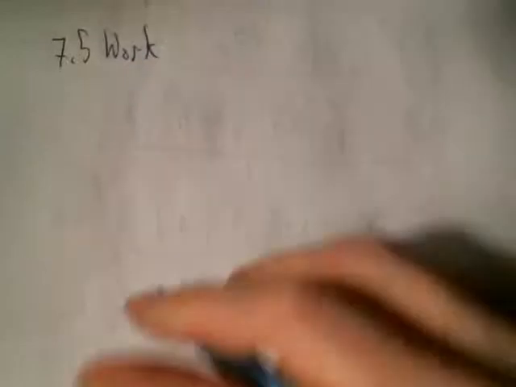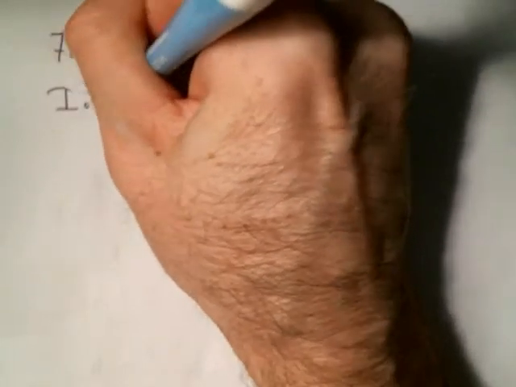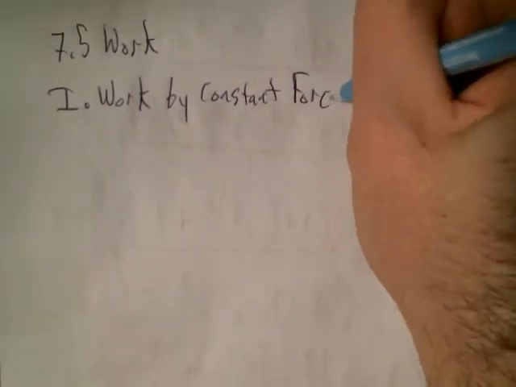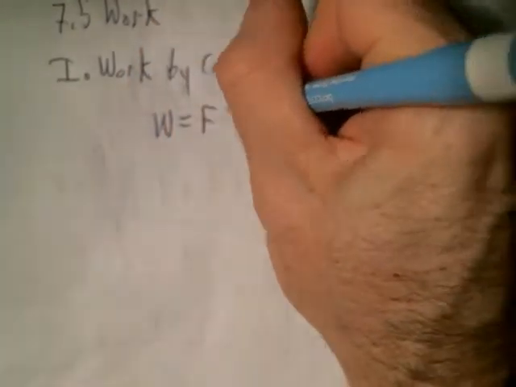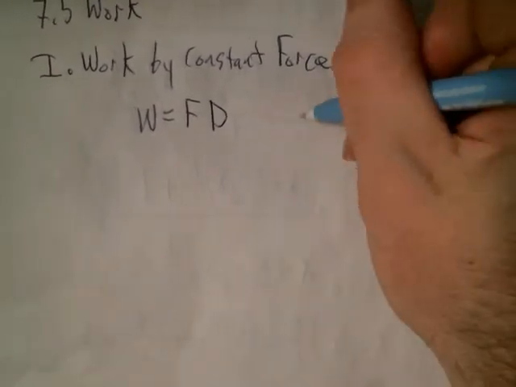Okay, welcome back. Physics is kind of where we're headed here. 7.5, we're talking about work. So work done by a constant force. We just want to know the formula for that, and the formula is just going to be force times the distance traveled. You don't have to worry about projections or anything.